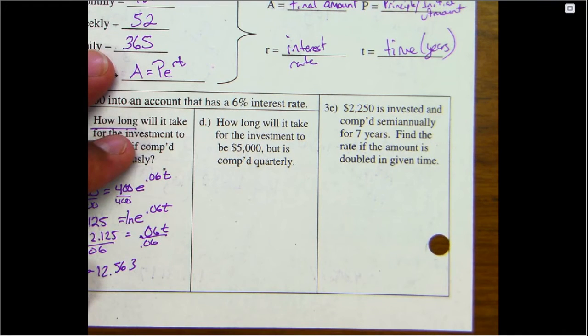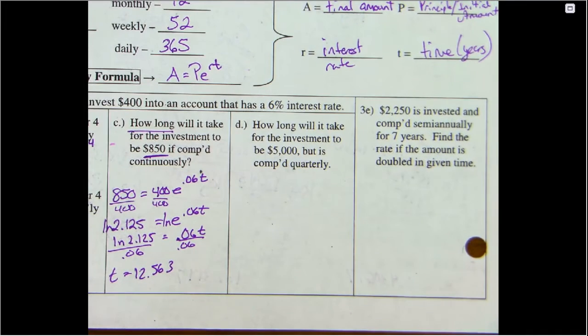Mr. Cobb, I have a question. So why did we bring the ln down to 12.56? Because we typed it in the calculator.